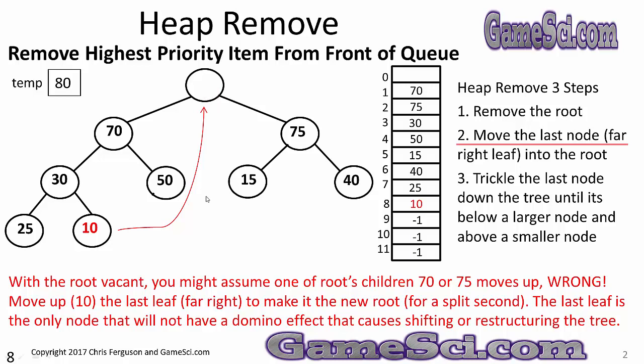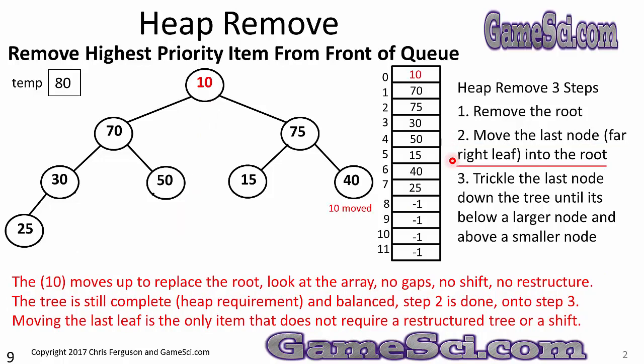Remember, a heap tree needs to be complete. All the nodes have to be full. If I move one of these nodes, it's not full. If I remove this node, the heap remains full or complete. Still moving that last node up, the 10, which was right here, moves up and takes over the root. Look at the array. There are no gaps in this array. When the 10 moved up from this position to that position, no blank spots opened up in the middle. The tree is still complete. This is a heap requirement and balanced. Step 2 is now done.